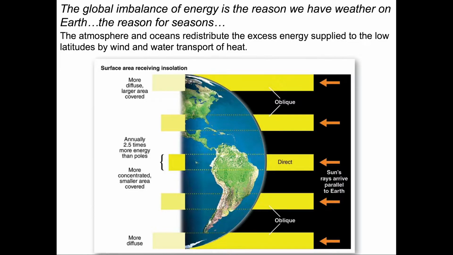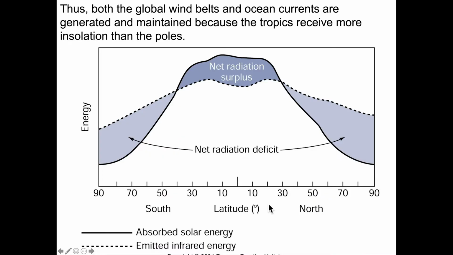Now, the Earth has a way of compensating for this difference, sharing the wealth, one way to put it. It results in this kind of distribution of incoming radiation. Because of this, the global wind belts and the ocean currents are generated and maintained from year to year, season to season, millennia to millennia, because the tropics have and will continue to receive more insolation than the poles.